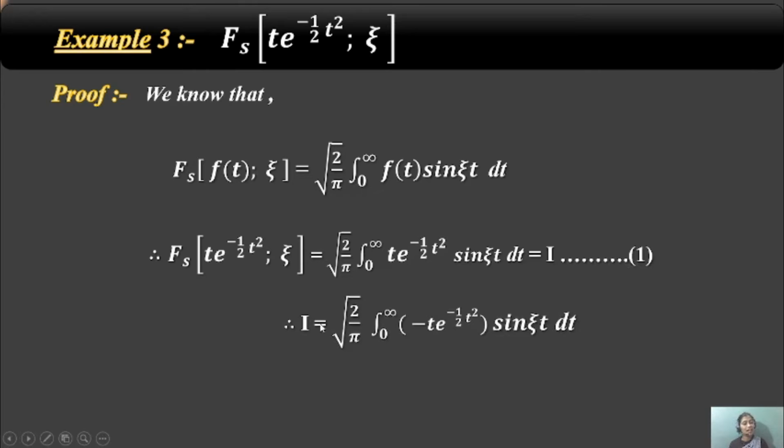Then I equals square root of 2 by pi integration 0 to infinity minus t e to the power minus 1 by 2 t square times d xi upon dt, considering the value of the equation. Then differentiating the function, the minus sign is taken as common, and we get square root of 2 by pi integration 0 to infinity e to the power minus 1 by 2 t square sine xi t dt.